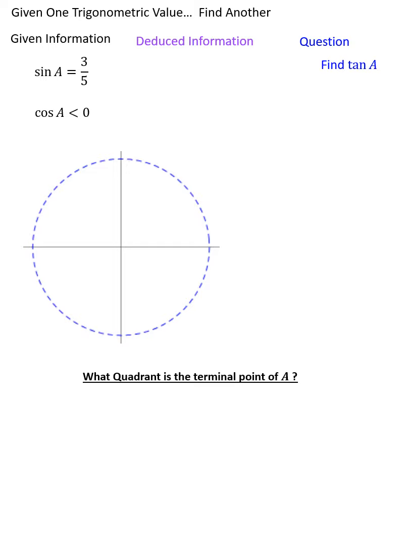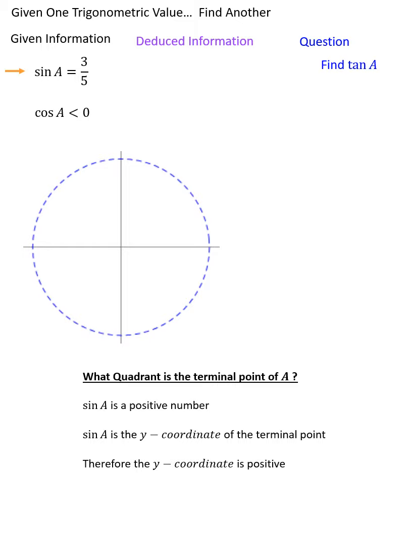Okay, so here goes the deductive reasoning. It's tricky, and you may have to hit pause at a few moments just to keep your brain caught up. We know that the sine of a is some positive number. They told us it was positive 3/5, so we know that the sine of a is positive. The sine of a is the same as the y-coordinate of the terminal point. And therefore, the y-coordinate of the terminal point must be a positive number, 3/5 specifically. Therefore, a, this arc, must terminate in quadrant 1 or 2. I don't know which yet.